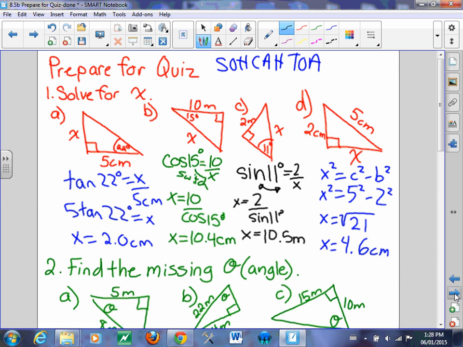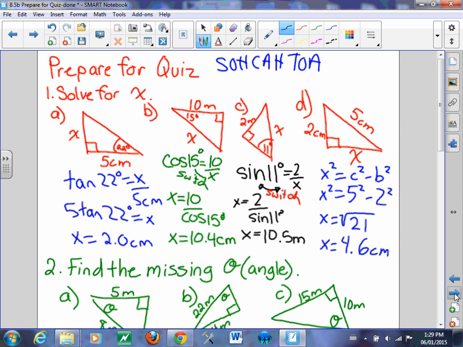Question example C, you've got 11 degrees. Your 2 sides have the opposite and hypotenuse that have information on them or that we need to find. So it's going to be the sine ratio. So it's going to be opposite, which is 2, divided by your hypotenuse, which is x. X is on the bottom, so you do the switch. So x equals 2 divided by sine of 11, gives you 10.5 meters.